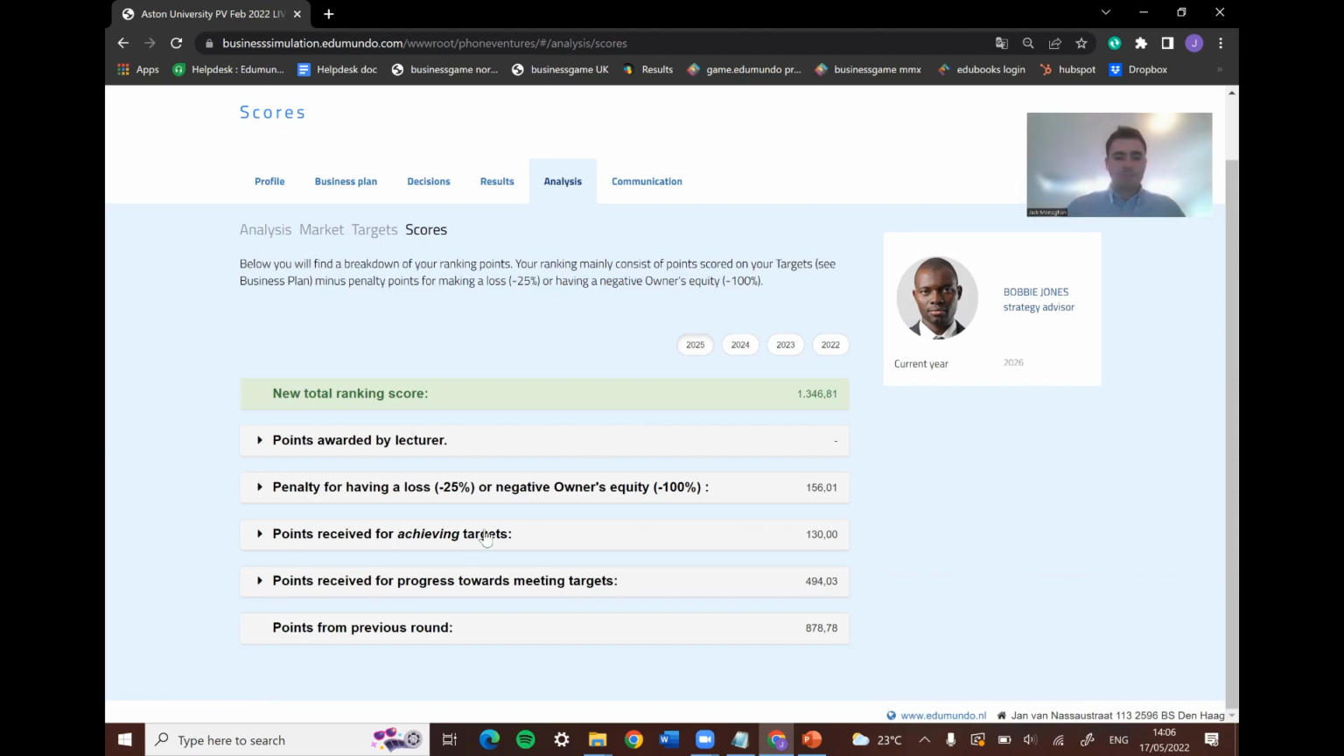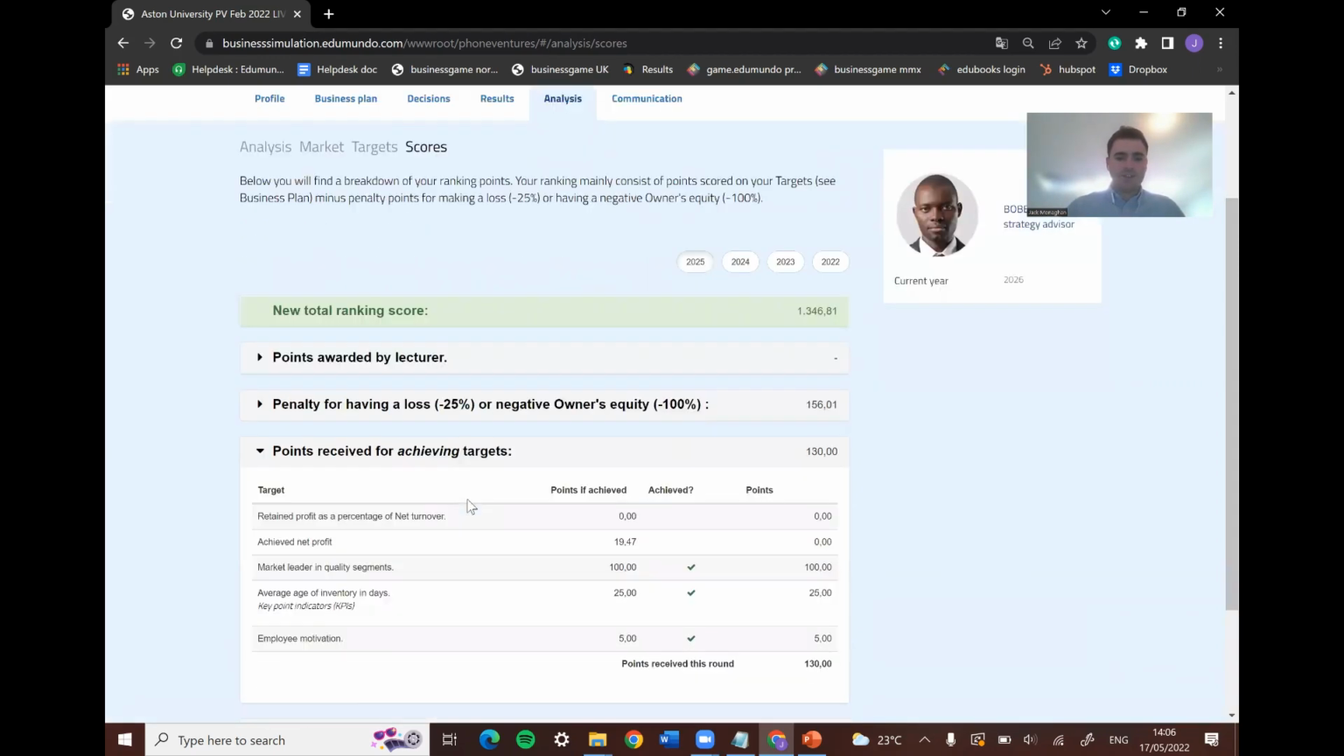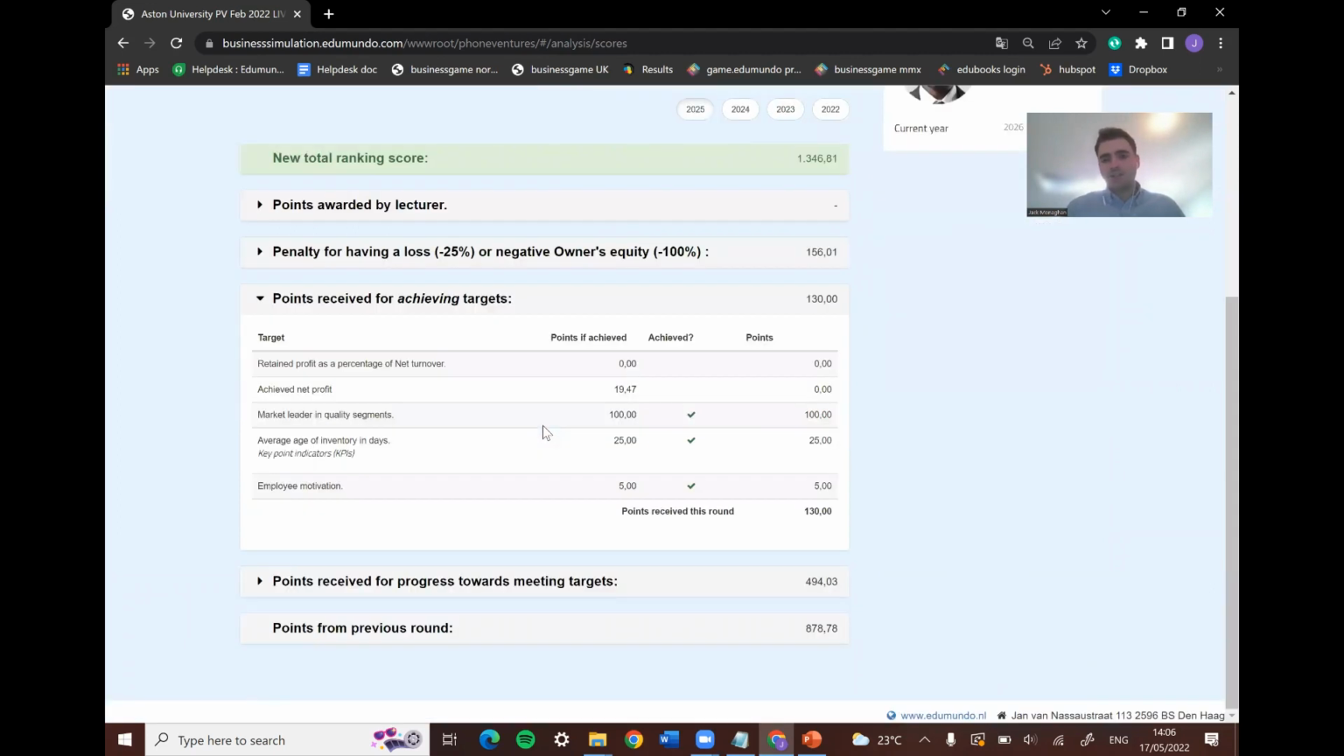First, we're going to take a look at the points received for achieving targets. And in this section, you can take a look at a table where if you have a green tick next to your target, you'll see that you get the number of points that you've allocated. If unfortunately there is no green tick, that means you are unable to reach this target and therefore scored 0 points.